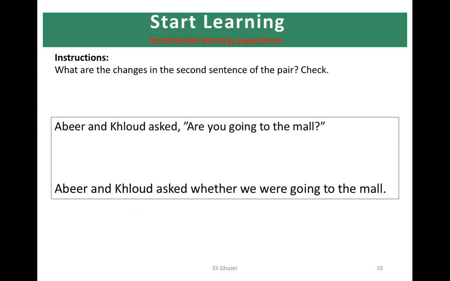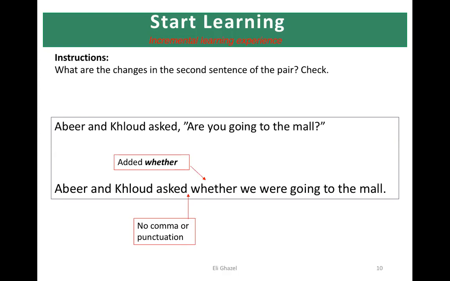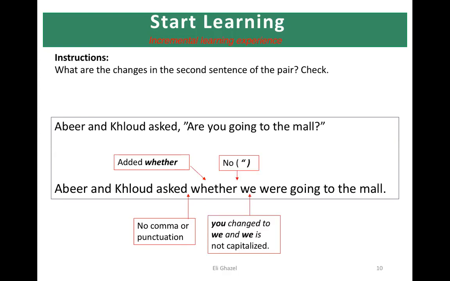Let's look at the third one. Abir and Khulud asked, are you going to the mall? Abir and Khulud asked whether we were going to the mall. And again, no comma or punctuation. We added whether. We did not put quotation marks. We changed the you to we, and the we is not capitalized.